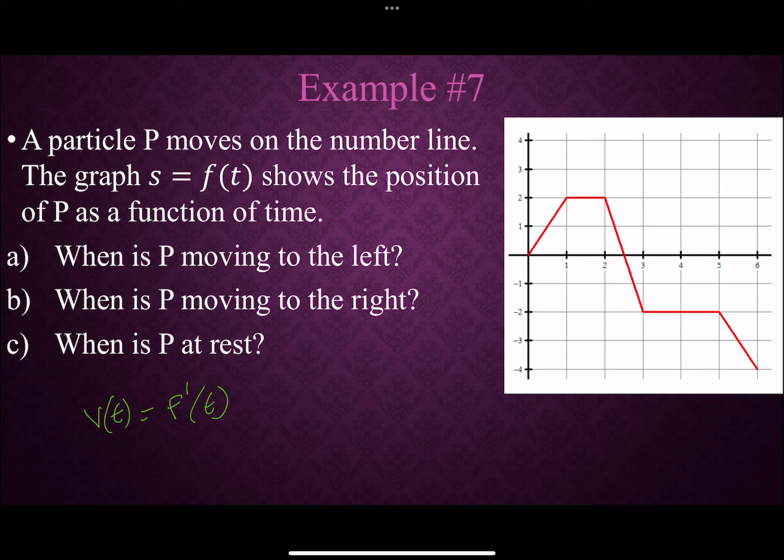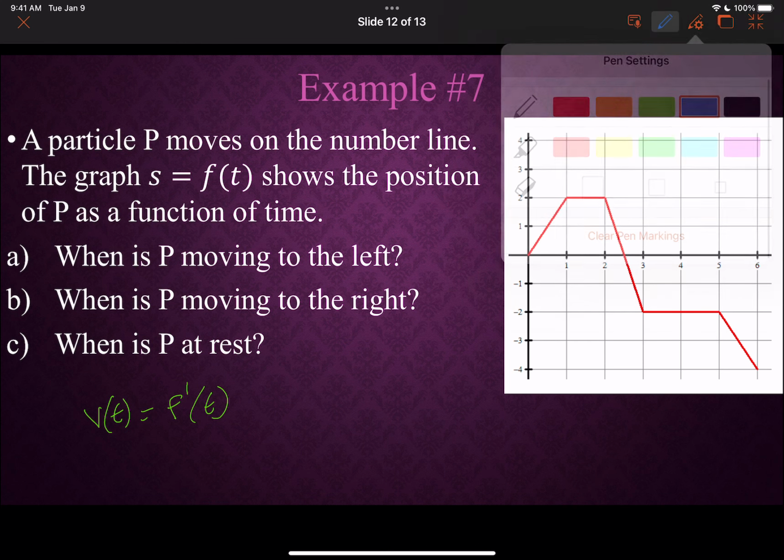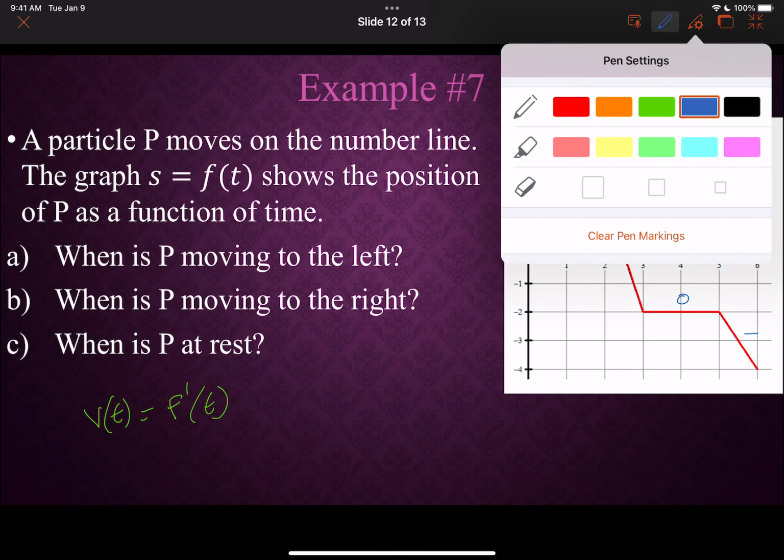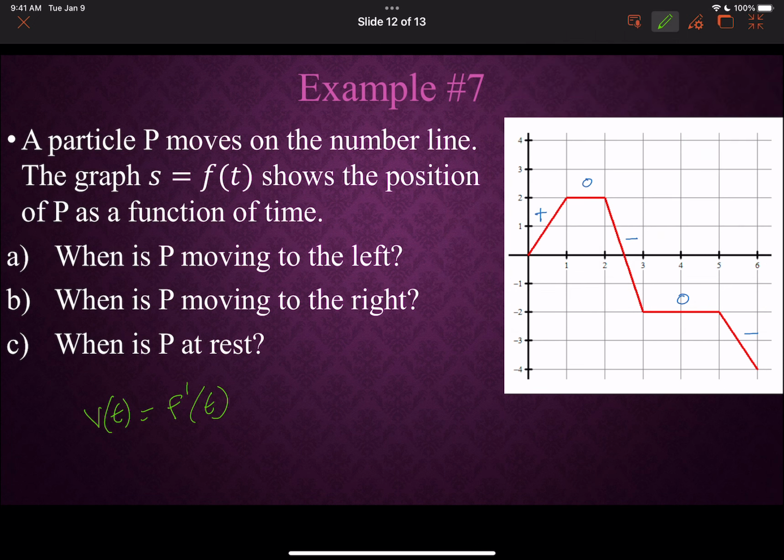Derivative of position, in this context right here, means the slope. So we'll notice from 0 to 1, I'll change different colors here, we have a positive slope. We have a 0 slope. We have a negative slope, 0 slope, and then a negative slope. So for part A, where is it moving left? Well, where's our slope negative? Our slope is negative from 2 to 3 and 5 to 6. So that's where we would have this particle moving to the left because of the negative slopes.